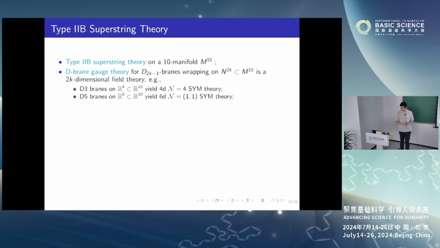Just as an example, when people say 3-branes, that should be on a 4-dimensional thing. So the simplest case would be to think of R4 sitting inside of R10, and that is giving what is called the 4D N=4 theory. Again, names are not so important for today. The 5-branes give a 6D theory.